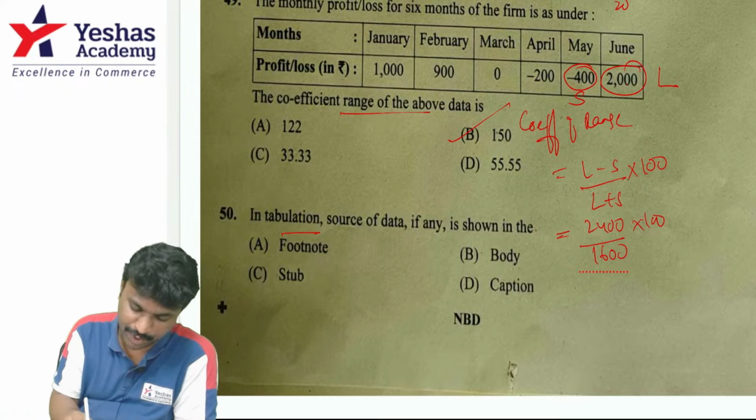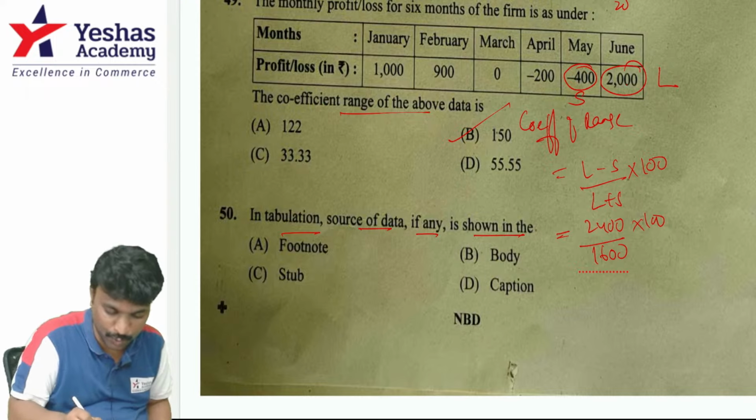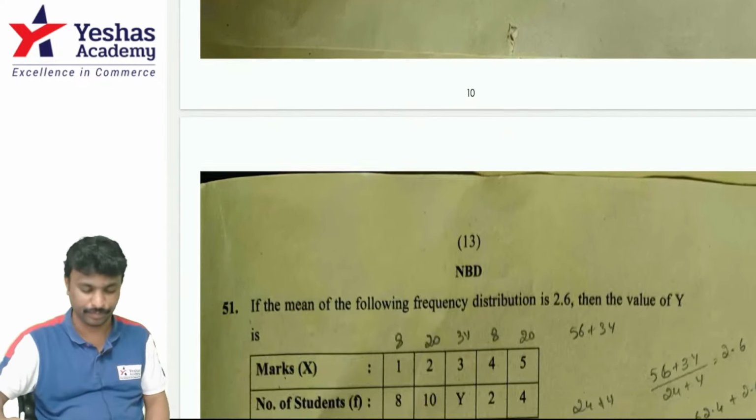Moving on, in tabulation, the source of data, if any, is shown in. The source of data has to be shown in the footnote.